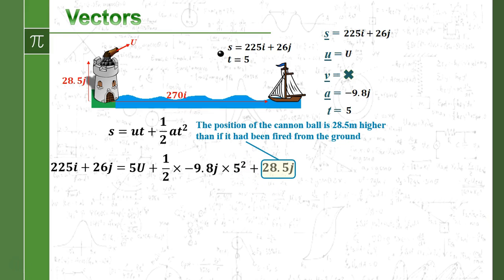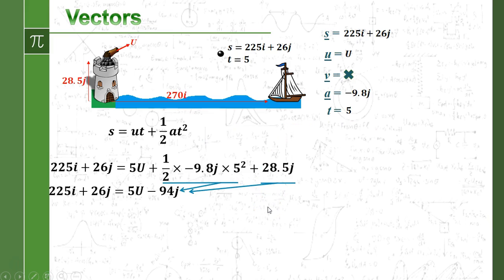And then we've got this extra thing that I'm adding on because the cannonball's been fired from 28.5 meters higher than it would have been if it had been fired from the ground. So this thing is higher in the air than it would have been if it had been fired from ground level. It's 28.5 meters higher than it would have been if it had been fired from the base of the castle. So that's why we've got this extra adjustment figure on the end. Because this displacement value here, the location essentially of our cannonball, is what it would have been if it had been fired from on the ground, plus the extra 28.5 meters. So that's our adjustment.